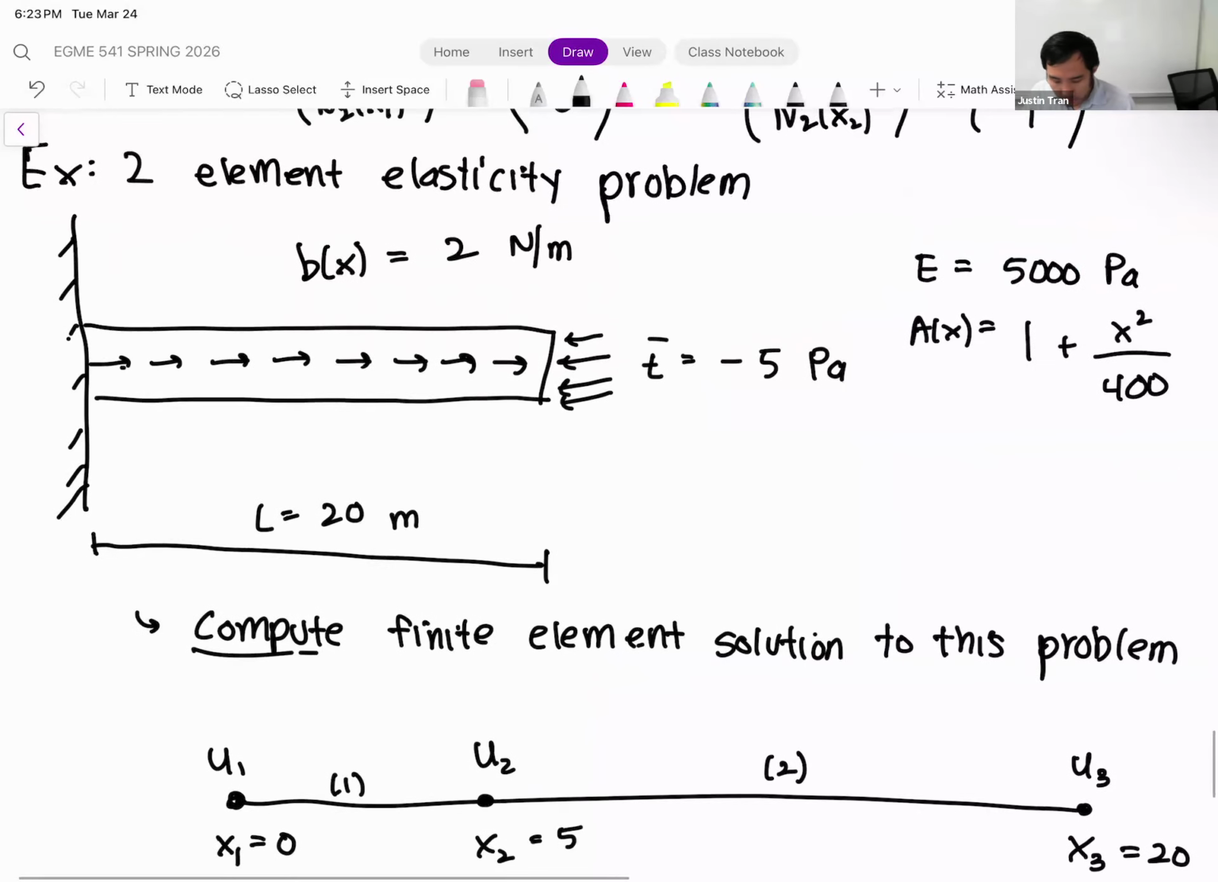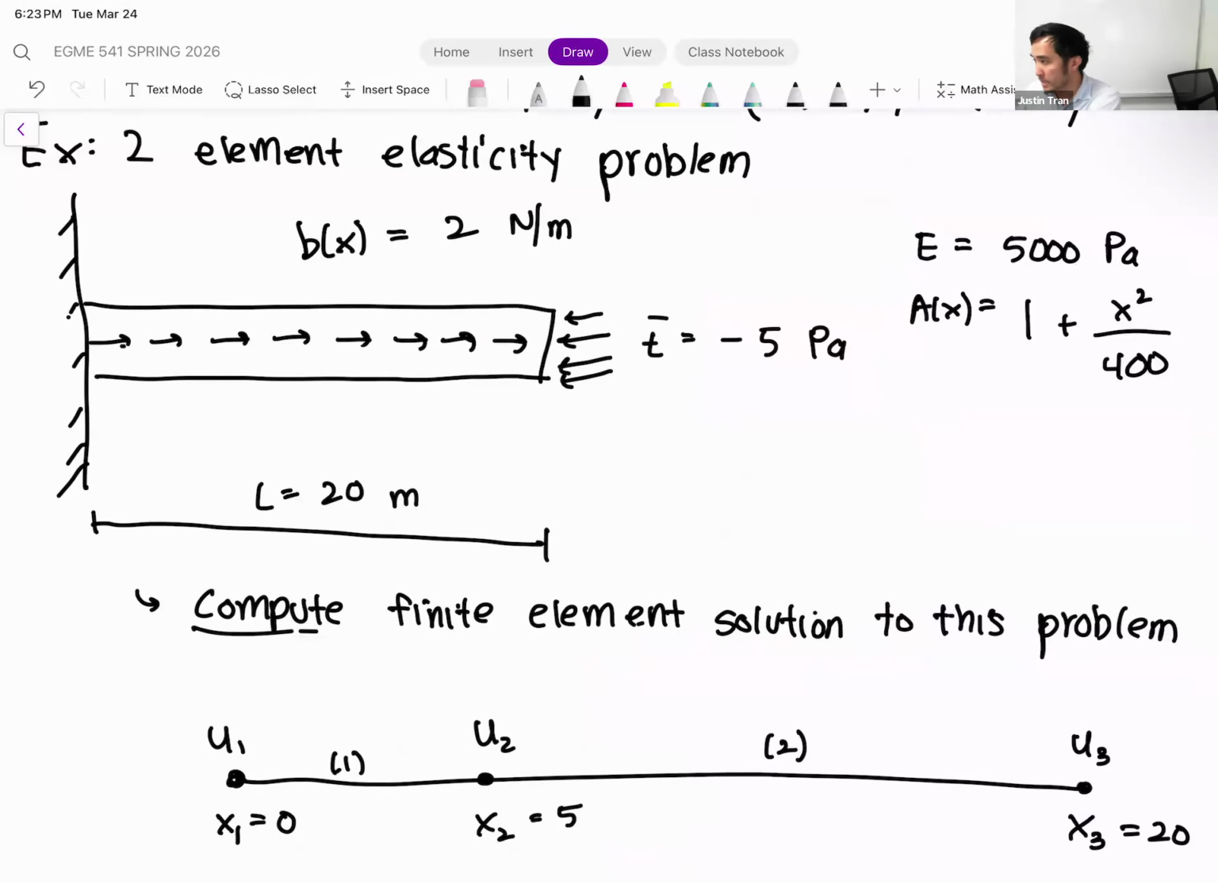Any questions just on the setup for the problem? Yes. What's the bar? Is that bar T or... This thing at the end right here, that's T bar. So that's an applied tension. That's our Neumann boundary condition, basically.